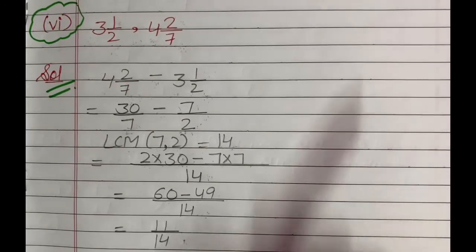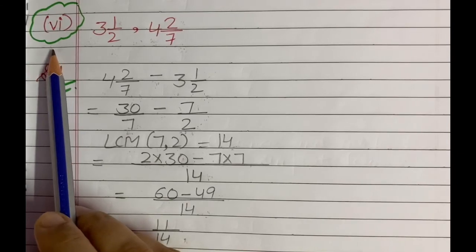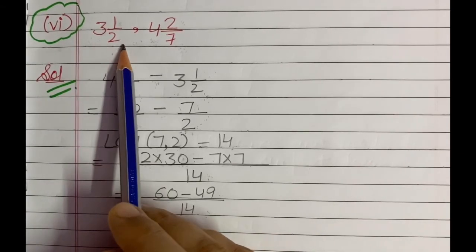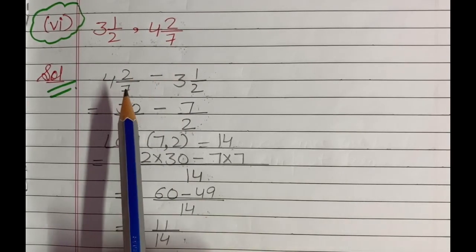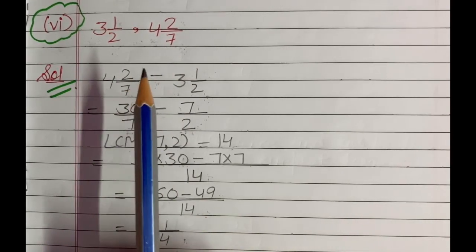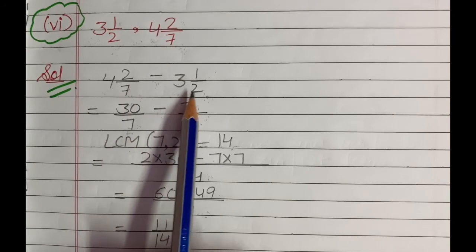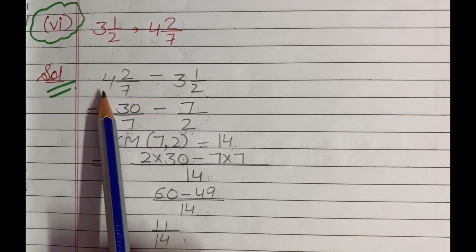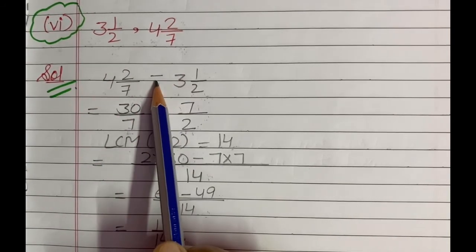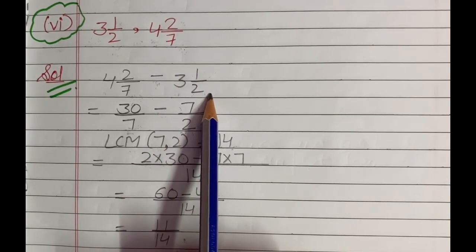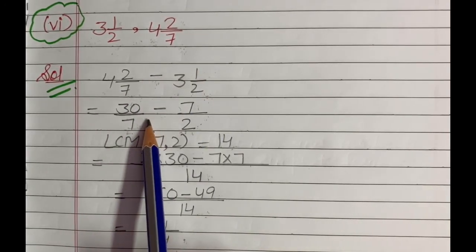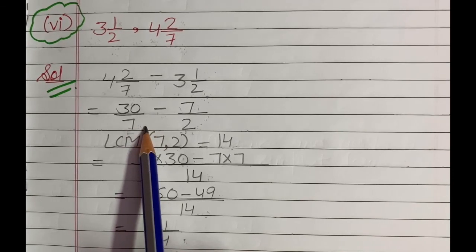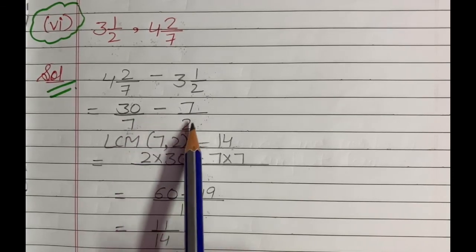Now students, next I have taken is the 6th part, and it says 3 whole 1 by 2, 4 whole 2 by 7. Now students, since you want to subtract the first number from the second number, you will write it like this, that is 4 whole 2 by 7 minus 3 whole 1 by 2. Now these are mixed fractions, so we will convert them into improper fractions, and on converting we will get 30 by 7 minus 7 by 2.